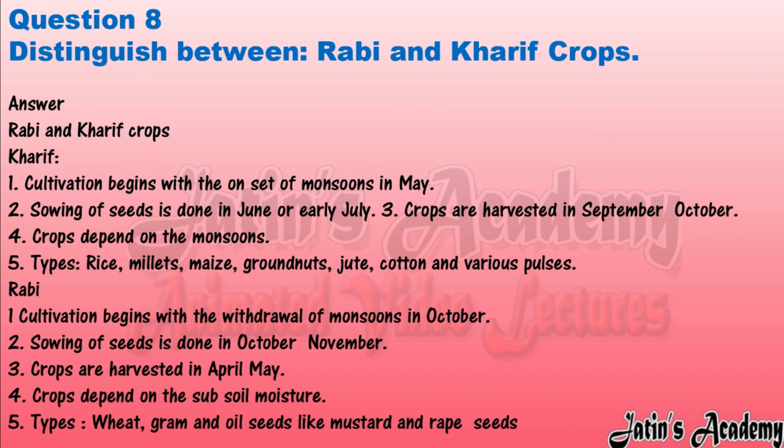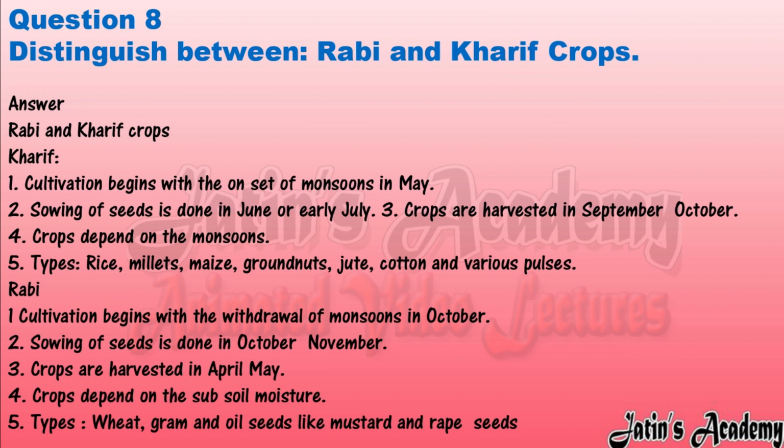Question 8: Distinguish between Rabi and Kharif crops. Answer: Kharif: 1. Cultivation begins with the onset of monsoons in May. 2. Sowing of seeds is done in June or early July. 3. Crops are harvested in September-October. 4. Crops depend on the monsoons. 5. Types: rice, millets, maize, groundnuts, jute, cotton and various pulses.